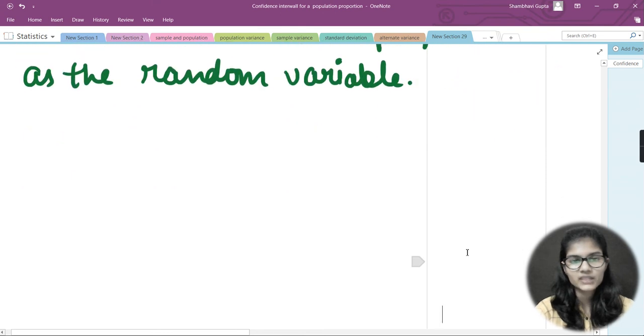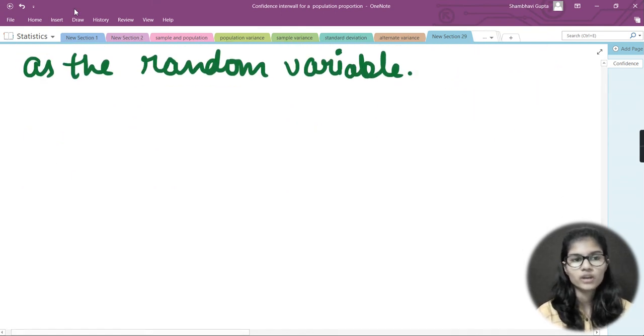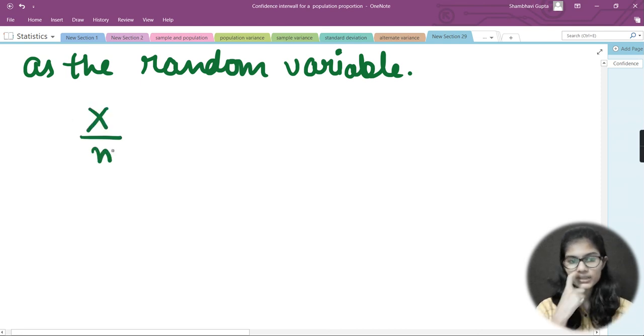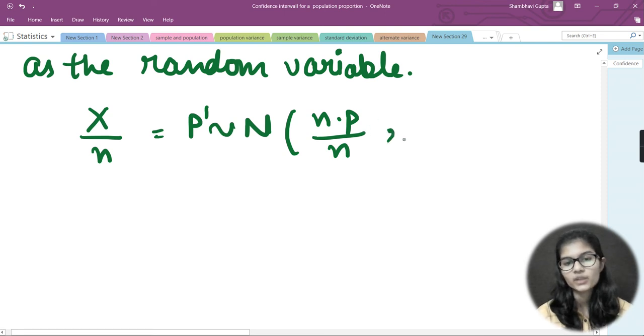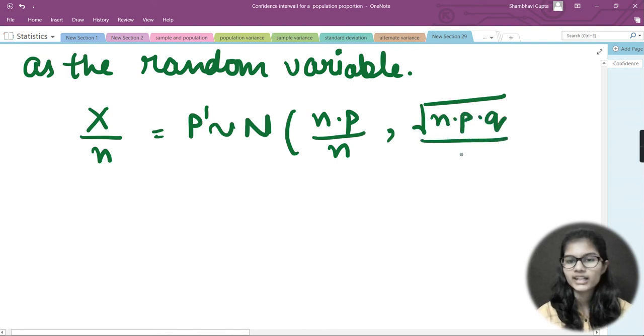Now, applying all the things onto the formula, I would be dividing the capital X, that is my random variable, by n. So P dash is approximately equal to n. I said that I'll be dividing the mean by n. So n dot p is my mean, I would divide it by n. After that, I'll be dividing my standard deviation, that is under root n dot p dot q, by n.